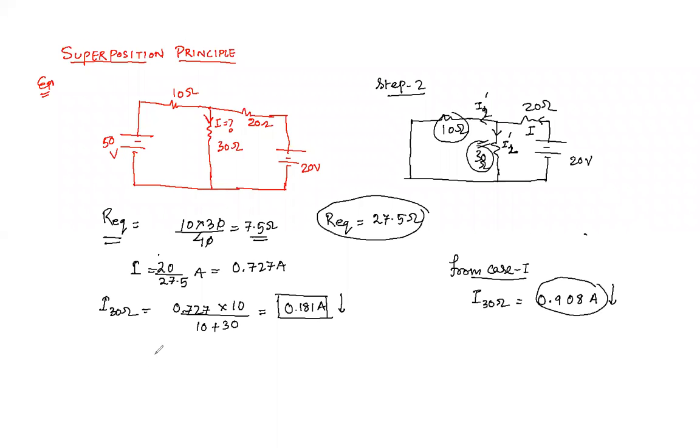Now the total current that passed through it is I1 plus I1 dash, right? This is the answer now. So 0.908 plus 0.181. By adding both of that, the final answer is coming out to be 1.089 ampere. That is the answer. So, isn't it easy to solve?